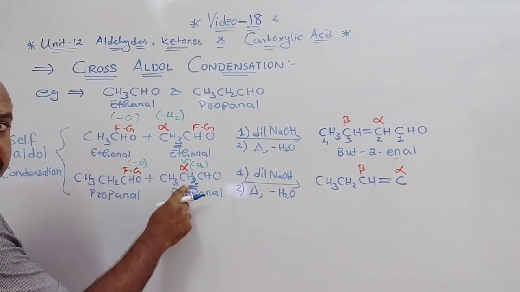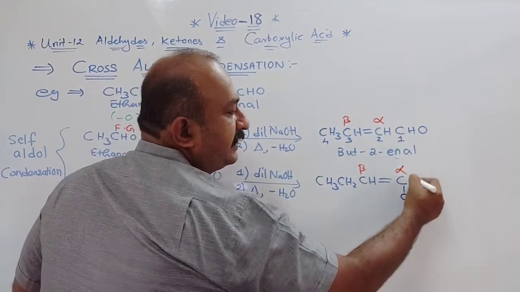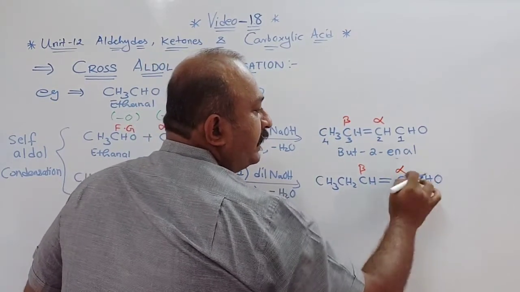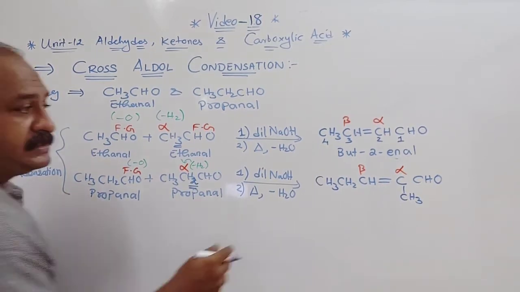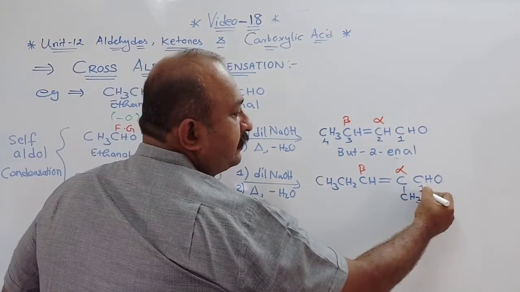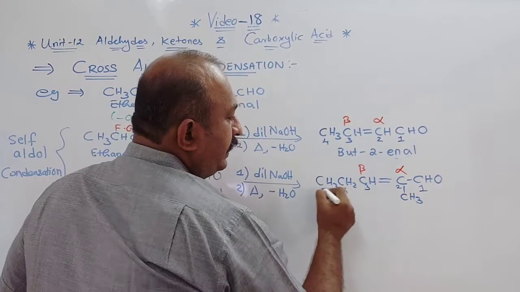Now add this CH2 with a CH3. So that I will write here down: CH3 and then CHO, like this. Understood this part? So this is a simple way you can remember. Now what is the name of this product? You can write here 1, 2, 3, 4 and 5.